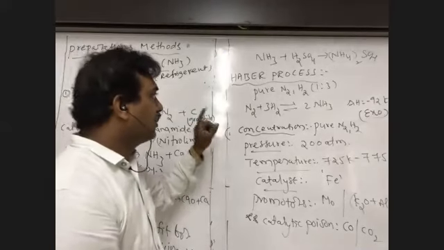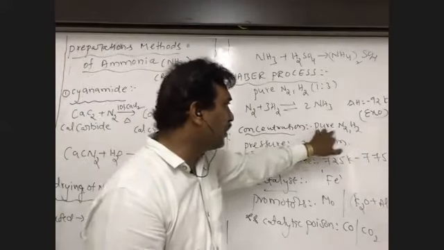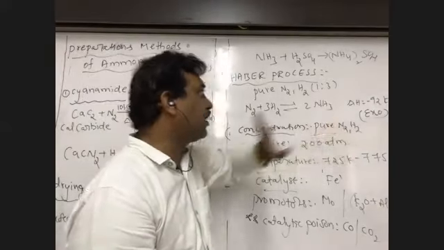In the Haber process, we have to use pure N2 and H2 for preparation of ammonia, in the ratio of 1:3. Pressure: according to Le Chatelier principle, formation of the product is favored by decrease in volume. 1 plus 3, 4 volumes go to 2 volumes, and the forward reaction is followed by decrease in volume. So volume decreases, pressure increases. So we have to apply the maximum pressure, that is 200 atmosphere.